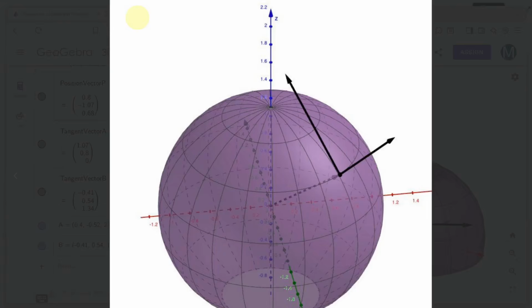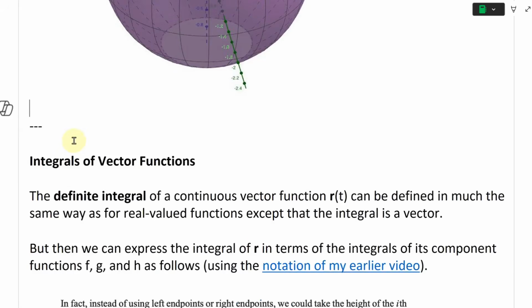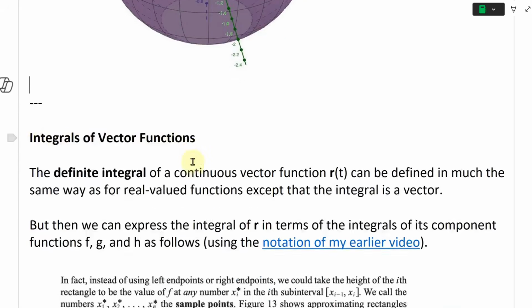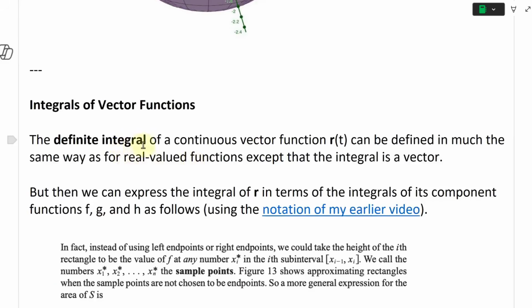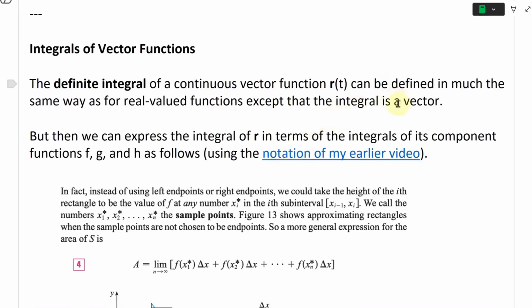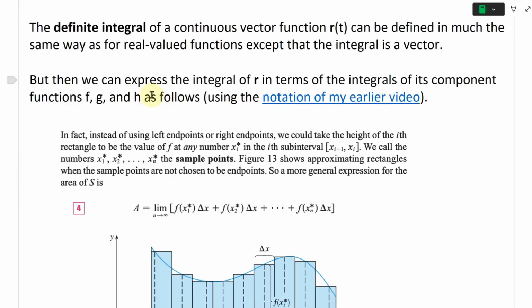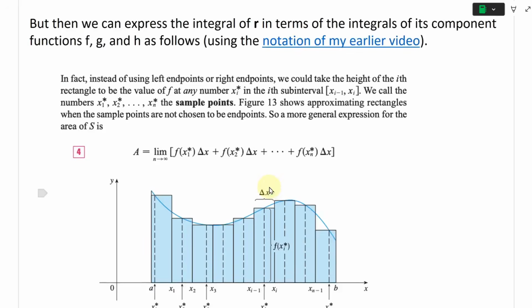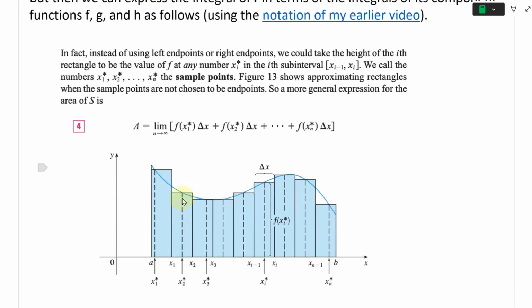All right, let's continue further and now look at integrals of vector functions. The definite integral of a continuous vector function r of t can be defined in much the same way as for real valued functions, except that the integral is a vector. But then we can express the integral of r, the vector function, in terms of the integrals of its component functions f, g, and h as follows, using the notation of my earlier video on integrals and areas under the curve.